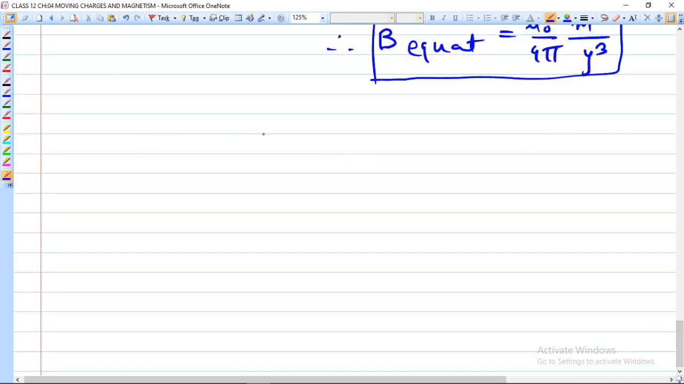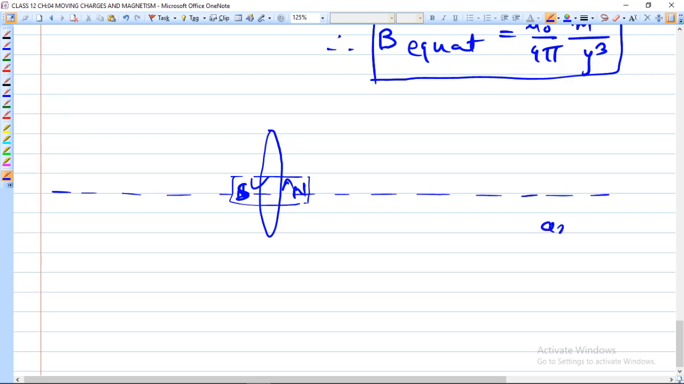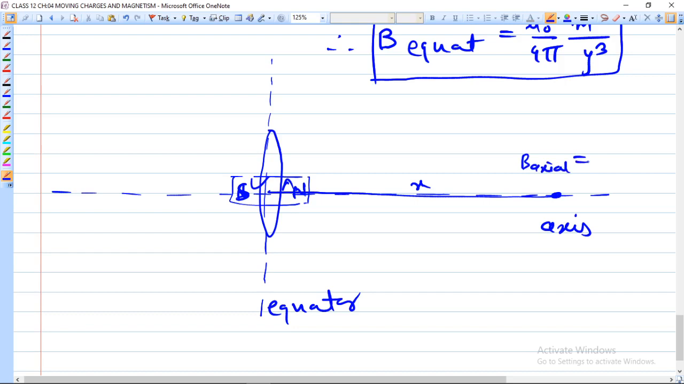Okay, what I want to say is that, suppose this is a loop, and if it is behaving like a magnet, then this will be, suppose, the north pole, and this will be the axis, and this will be the equator. Suppose this distance is x, then what will be the magnetic field? B axial is 2kp upon x cube, that we remember.